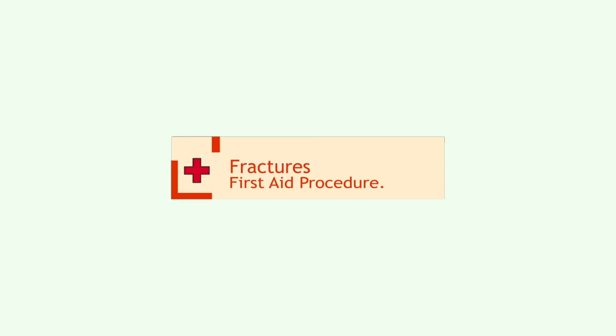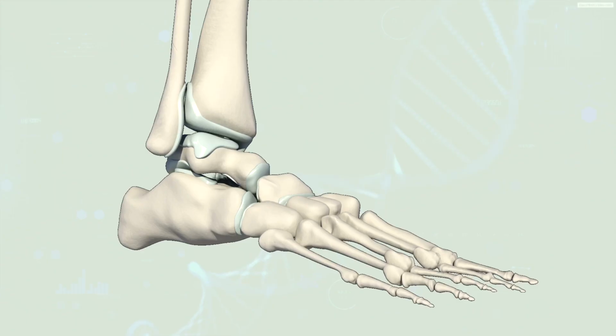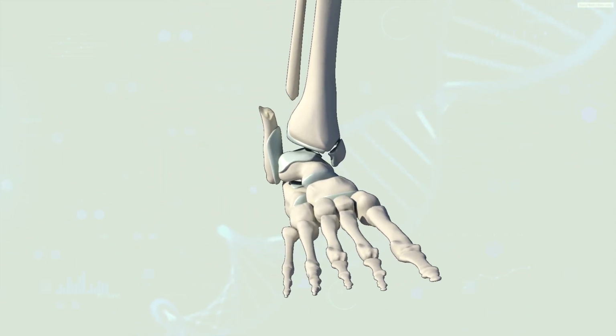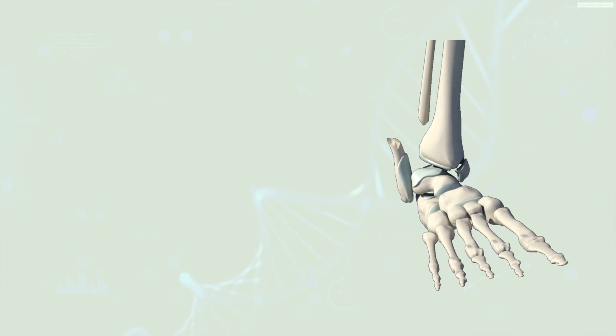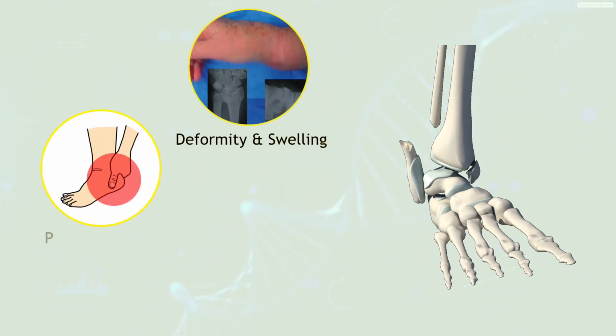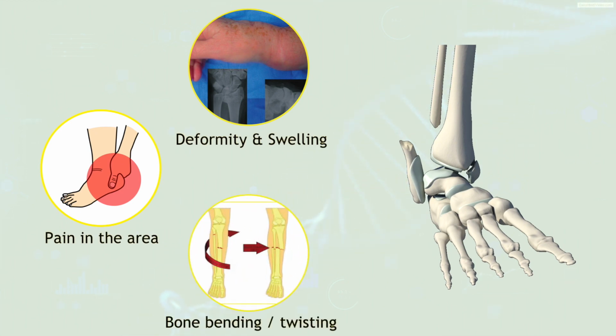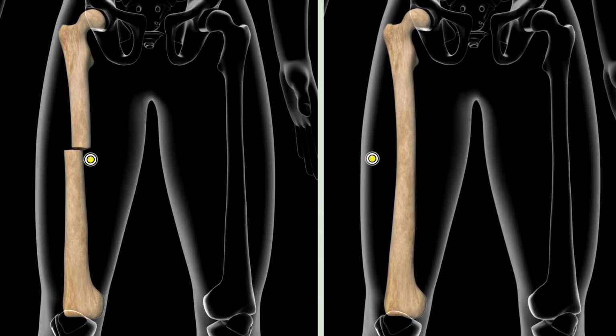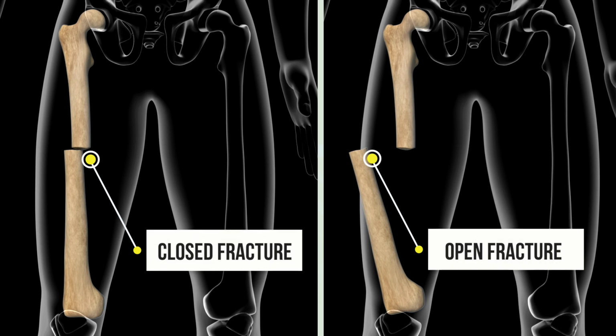First aid for fractures. A fracture is a break or crack in a bone. You can identify fractures by observing deformity and swelling, pain and difficulty in moving the area, bending or twisting of bones, or a wound with a bone end protruding outside the skin surface. There are two types of fractures: open fractures and closed fractures.